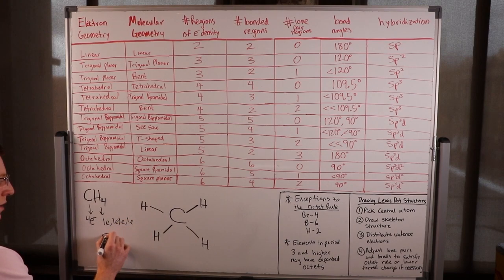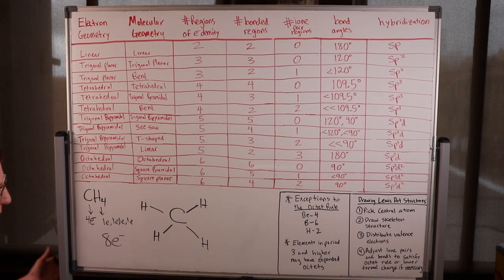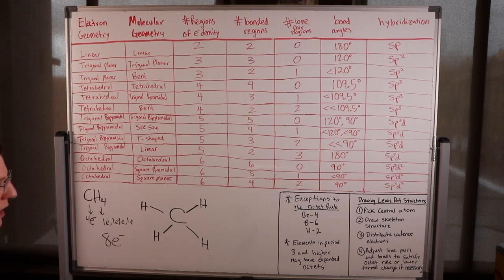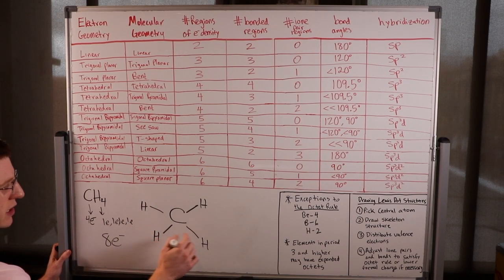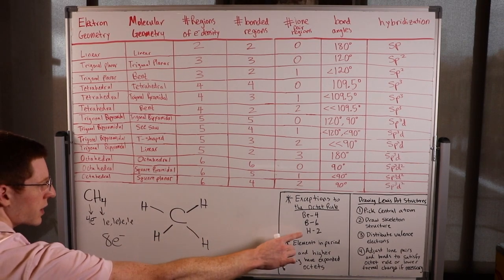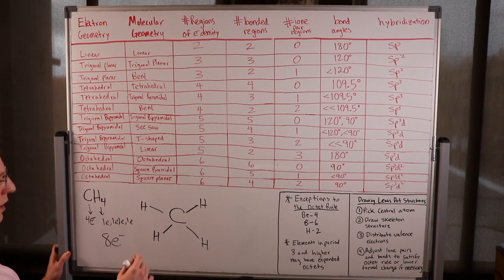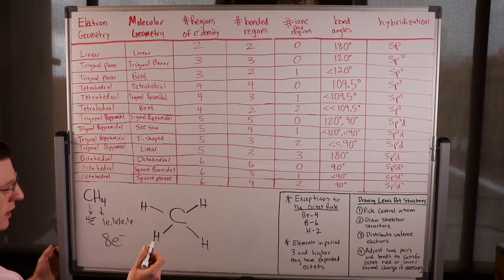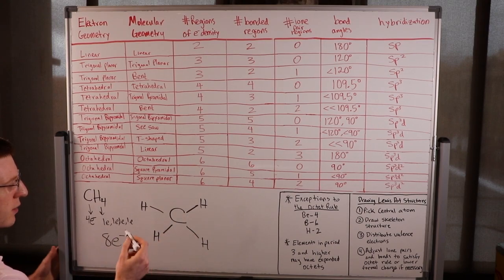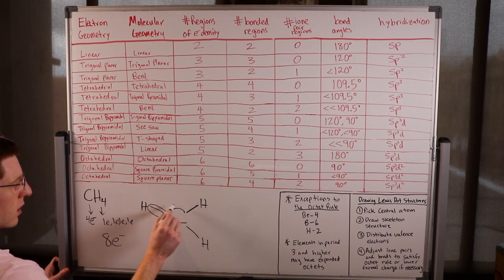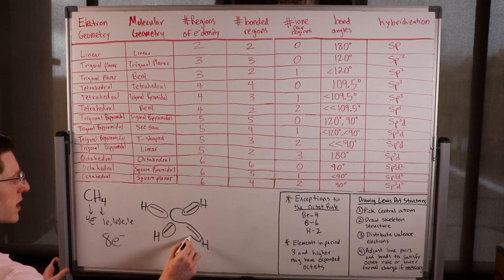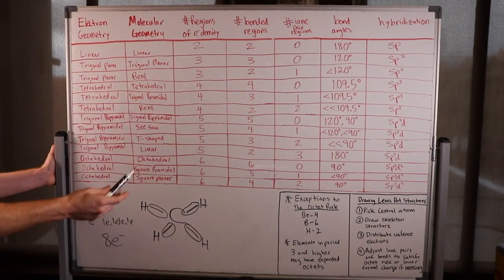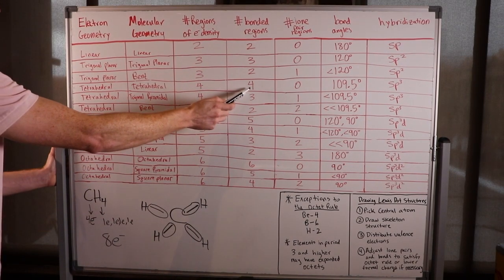So 4 plus 4, we have 8 total. But we've already used 8, right? 2, 4, 6, 8. So everything must have a satisfied octet. We know hydrogen is an exception because it has only a requirement of 2 electrons in its outer shell, and they all have that, 2, 2, 2, and 2. Carbon has 8, right? 2, 4, 6, and 8. So everything is happy. So we have 4 regions of electron density, all bonded regions. So let's find this in the chart. So 4 regions of electron density, all of them are bonded regions.